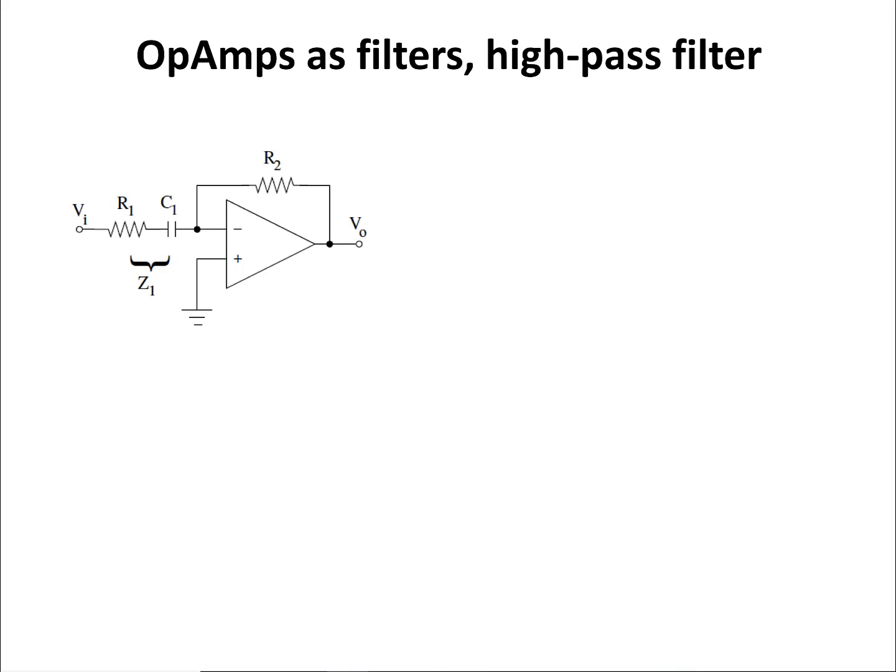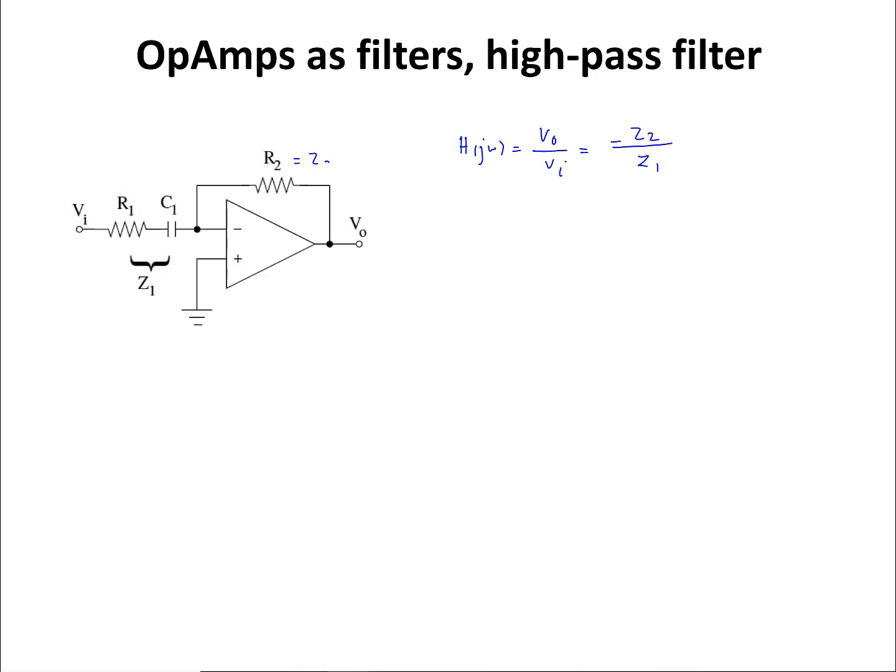The other active filter circuit using op-amps is a high-pass filter. You can implement it by placing a capacitor in series with R1 in the feed-in path that feeds Vi to the input of the operational amplifier. So again, H of j omega equals V out over Vi. That is equal to negative Z2 over Z1.